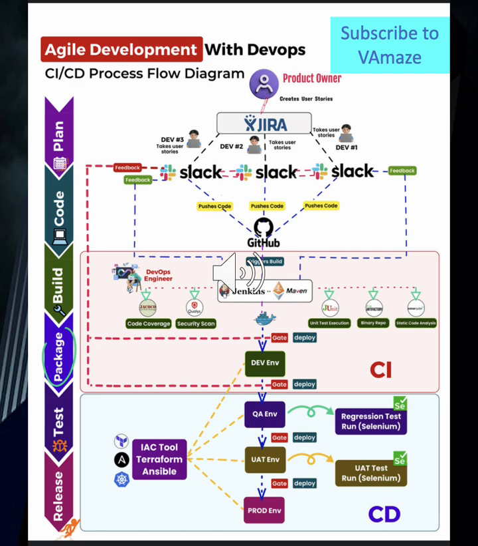Continuous integration, CI, automated build process. GitHub integration triggers Jenkins, the build automation server, which works alongside Maven for dependency management and build orchestration. This marks the beginning of the CI phase, where code is automatically compiled, built, and prepared for testing.